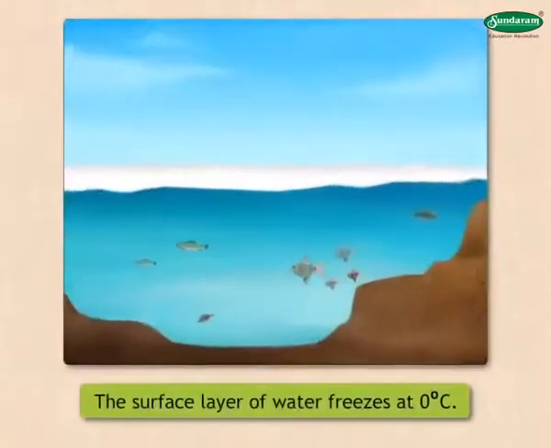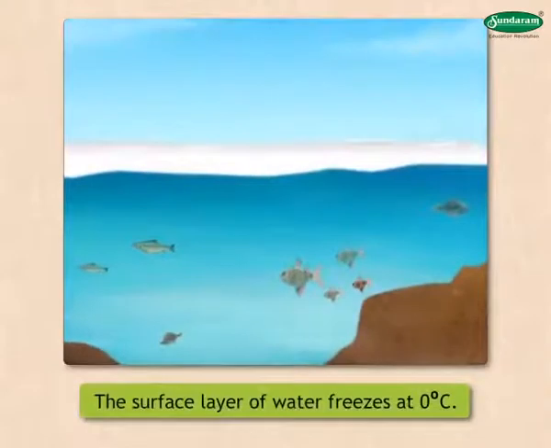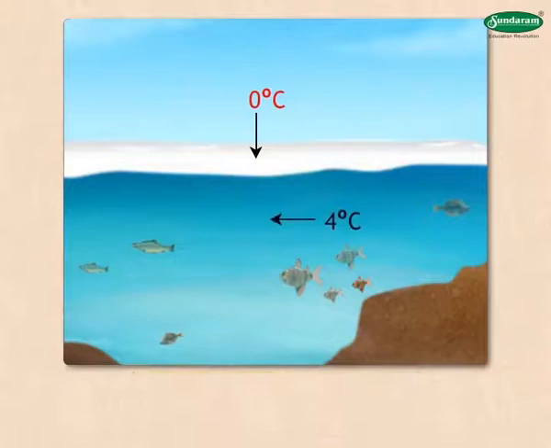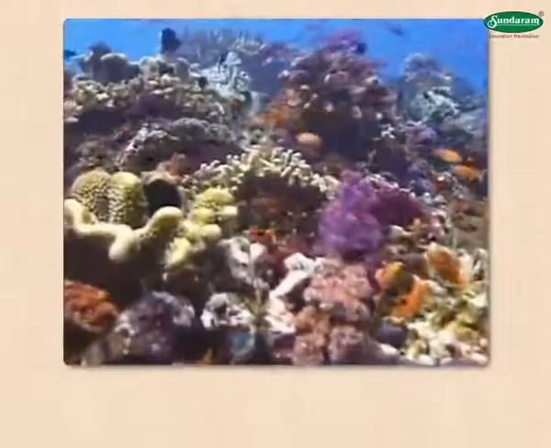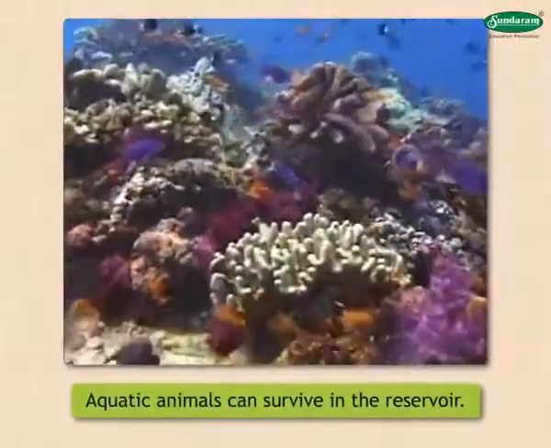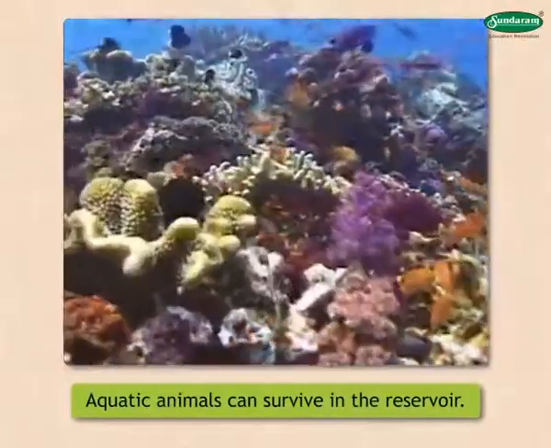The surface layer of water in a reservoir freezes at 0 degrees Celsius, but the temperature of the water below the surface is 4 degrees Celsius, so it has a greater density. Hence, that water stays down and the aquatic animals in the reservoir can survive in the water.